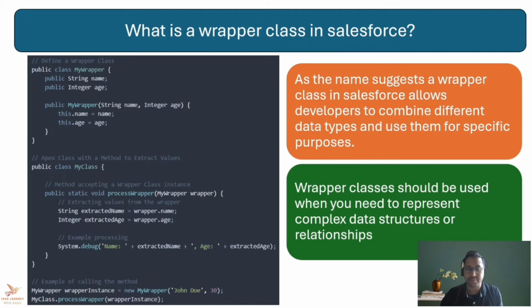So if anyone asks you what is a wrapper class, there are two or three important terms that you can highlight. It is used to combine different data types for a specific purpose. So in the example that I have given here, the specific purpose was that you have to display the data. Sometimes the purpose can be that you have to send this accumulated data using an API as well. So for different purposes, you are accumulating this data, right?